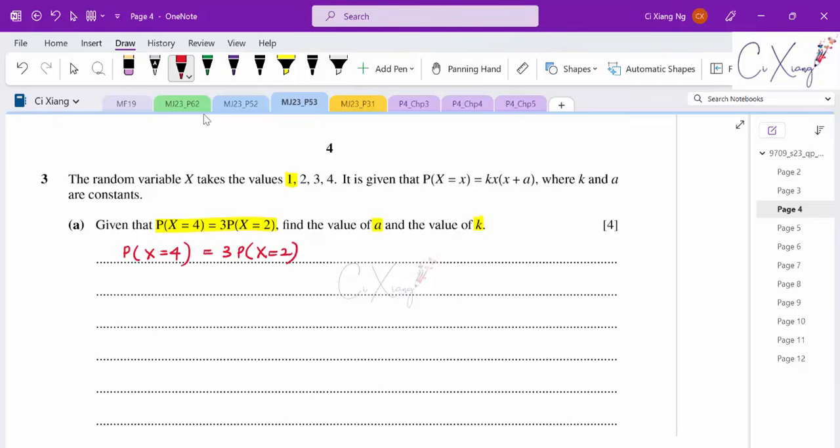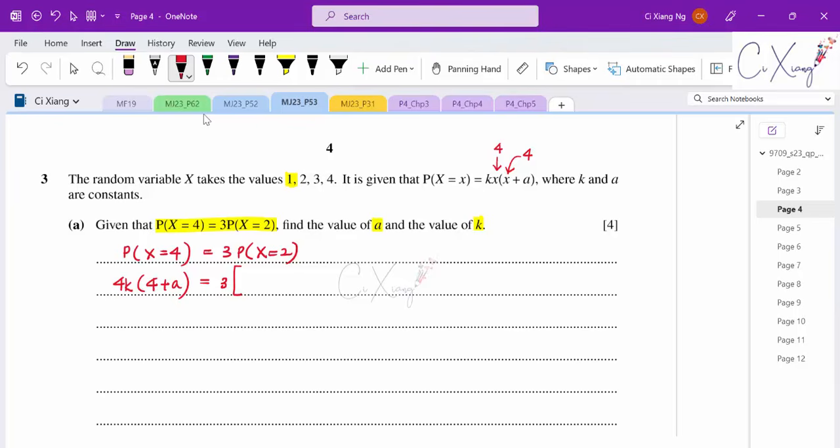So like what I mentioned just now, the value of the probability is according to this formula. So that means when x equals 4, you have to substitute the 4 here. You also need to substitute the 4 over here. So if you simplify, you are having 4k multiplied with 4 plus a. So for this probability, it will be 4k multiplied with 4 plus a, equals 3 times. So you just write as 3.